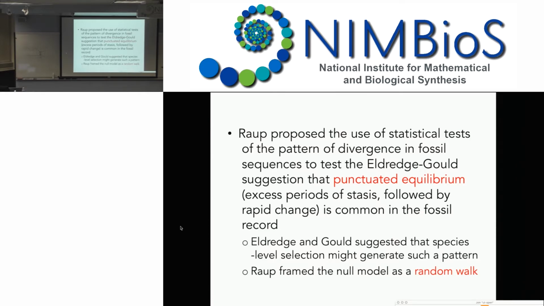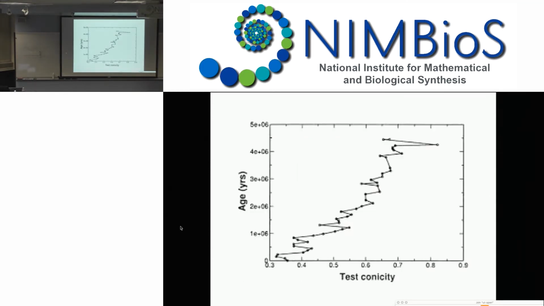So Eldredge and Gould said that species-level selection might generate such a pattern, that is, some species leave more descendant lineages than others, and all the variance is at that level. So Raup said, well, the logical thing is to frame these as a random walk and basically ask, is this pattern different from a random walk?